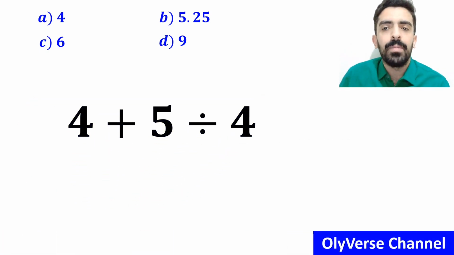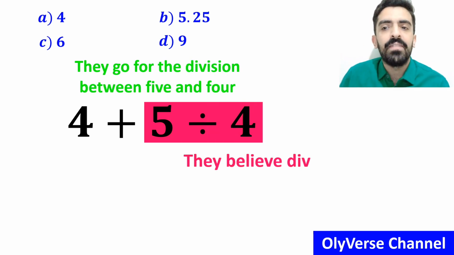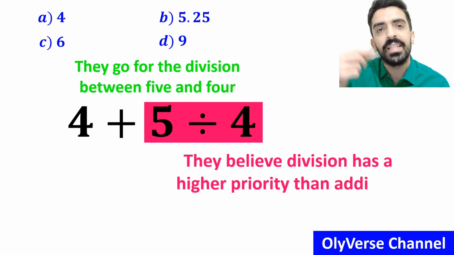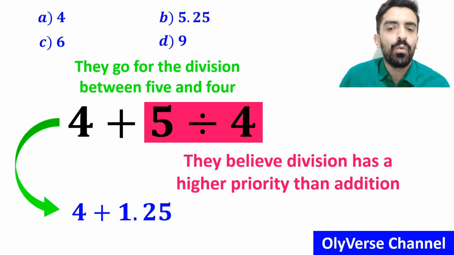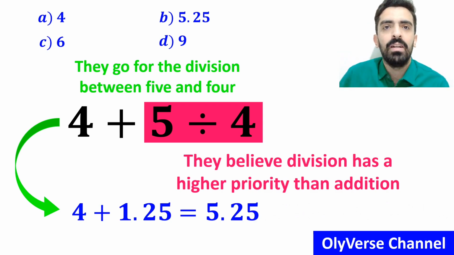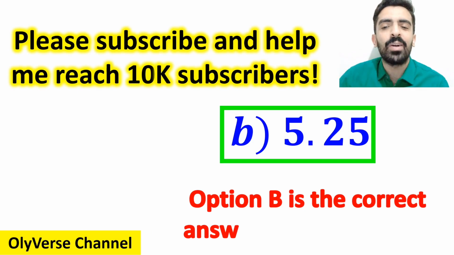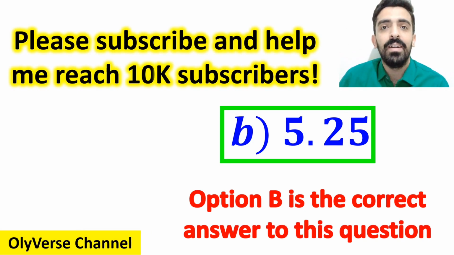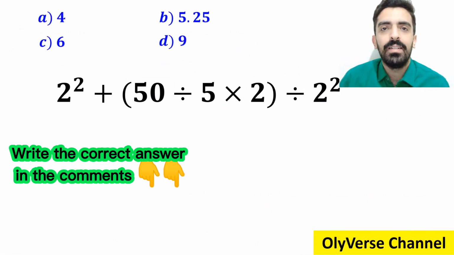And the final step, they go for the division between 5 and 4 because they believe division has a higher priority than addition. So, they rewrite this expression as 4 plus 1.25, which finally gives them the answer 5.25. Then, without any hesitation, they quickly say that option B is the correct answer to this question. However, it's not the correct answer to this question.